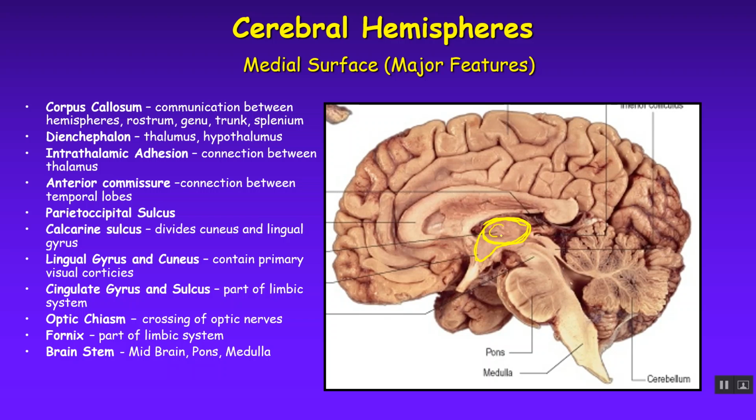Some of you might have a little bump right here. Sometimes that's the intrathalamic adhesion. There's a little connecting stalk between the two thalami that are sitting right close to each other on each side. But depending on where I got the cut, you may not see that. I might have cut that off, okay?